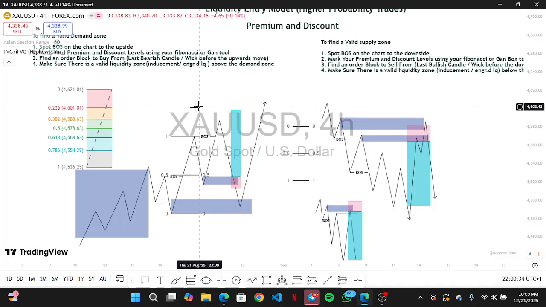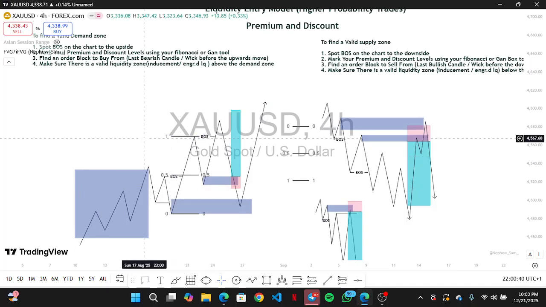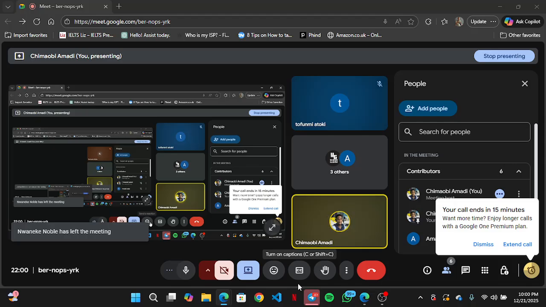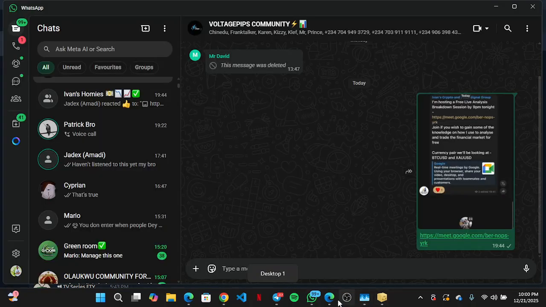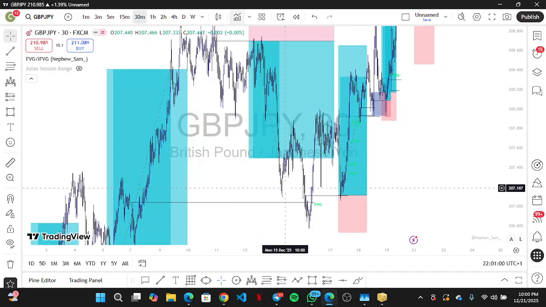So now this is what we're saying. First things first, we find break of structures on the charts, as we said. When market is moving its normal way, this is a break of structure. You know what I'm saying? This is a break of structure. This here is a break of structure.